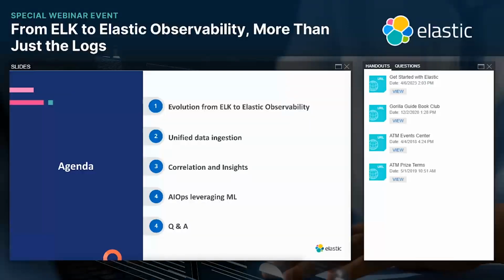A quick look at the agenda. We will first talk about the evolution from ELK to Elastic, specifically the Elastic Observability solution. Then we will look at some of the ways to ingest data into Elastic and some common patterns, followed by a demonstration of the solution. Then my colleague Shankar will talk about AIOps, leveraging ML, and he'll also conduct a demo. And finally, we'll wrap up with Q&A.